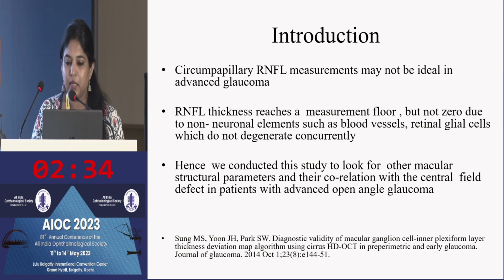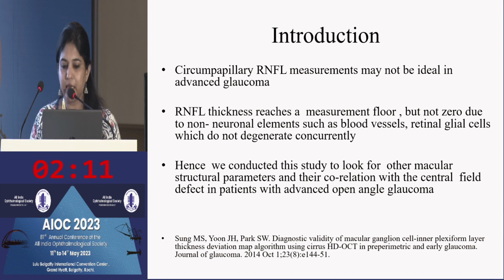And in glaucoma, the inner retinal layers, that is the retinal nerve fiber layer, ganglion cell layer and inner plexiform layer, are the ones primarily affected. Circumpapillary RNFL measurements may not be ideal in advanced glaucoma because the RNFL thickness reaches a measurement floor but not zero, due to non-neuronal elements such as blood vessels and retinal glial cells which do not degenerate concurrently. Hence we conducted this study to look for other macular structural parameters and their correlations with the central field defect in patients with advanced open-angle glaucoma.